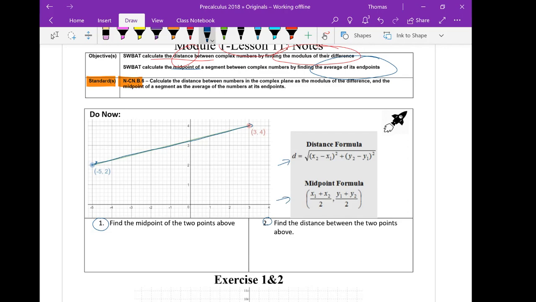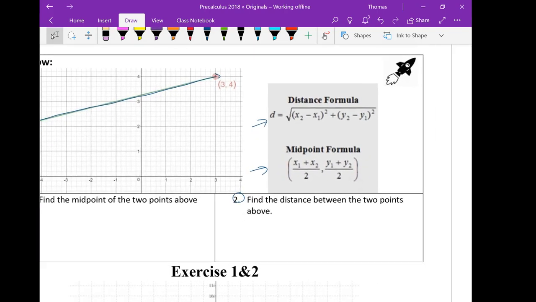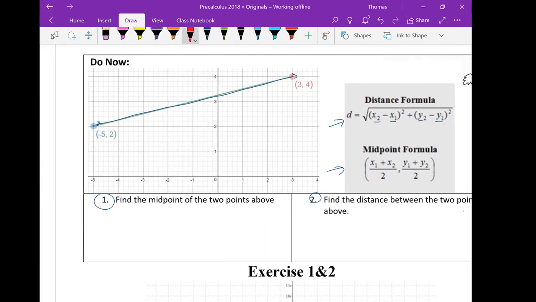So for the midpoint, I notice in both of these formulas, it seems like they're labeling our points x1, y1, for example. So I'm going to go to my points and I'm going to label this one on the left here, x1, comma, y1, and this one on the right, x2, y2. Now that I know which one's which, I can plug them into my formulas.